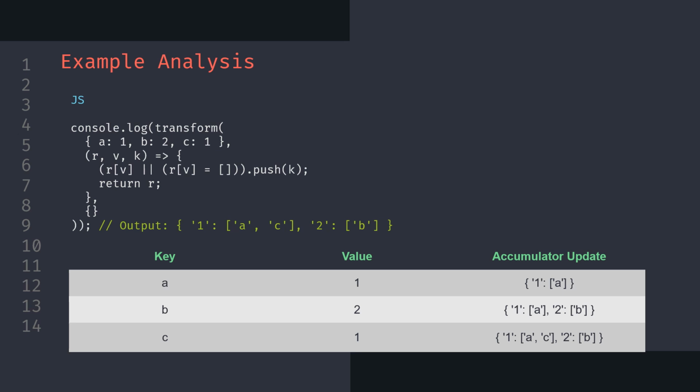Here's a breakdown of how each key value pair updates the accumulator. We group keys by their values, so A and C both belong under 1, while B belongs under 2.